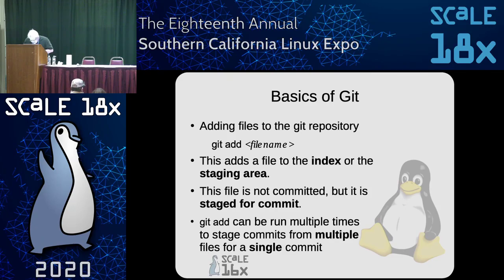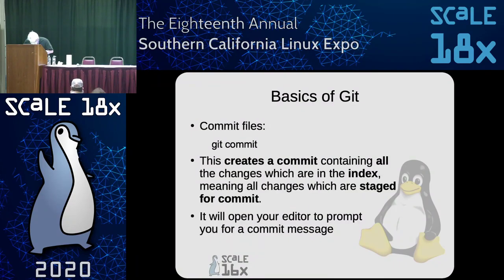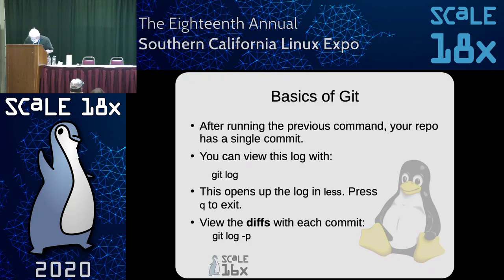Yeah, so when you add a file, it's not committed, but it's staged for commit. Git add can be run multiple times to stage changes from multiple files for a single commit. And to actually commit it, you do git commit. This creates a commit containing all of the changes which are in the staging area. It'll open your editor to ask you to type in your commit message. And once you save and quit, it's committed.